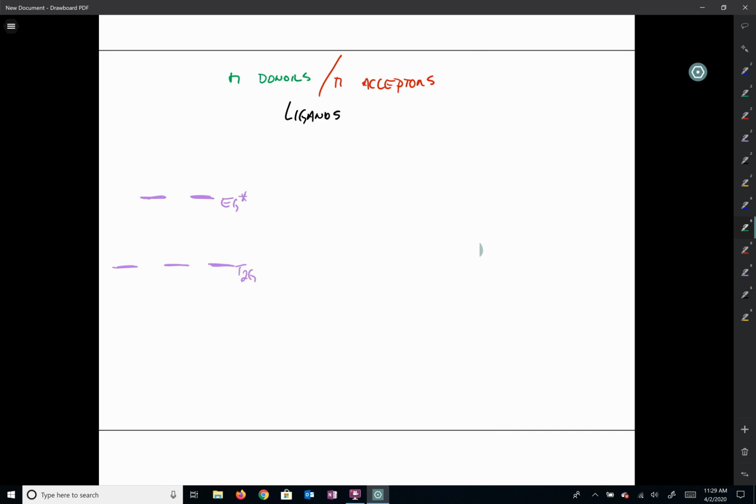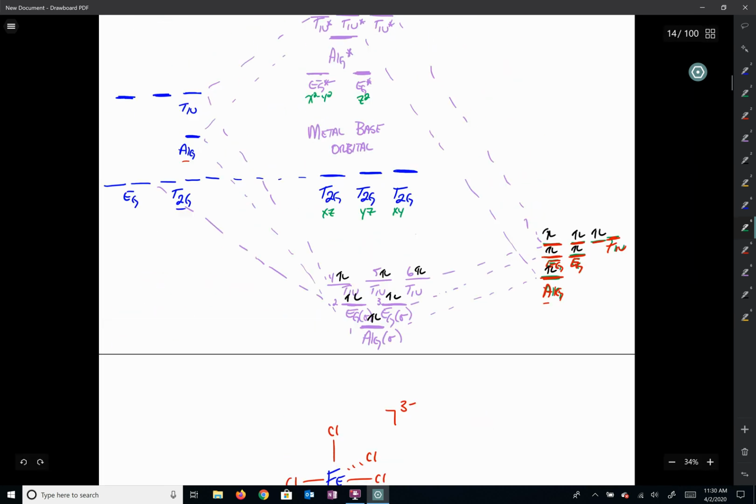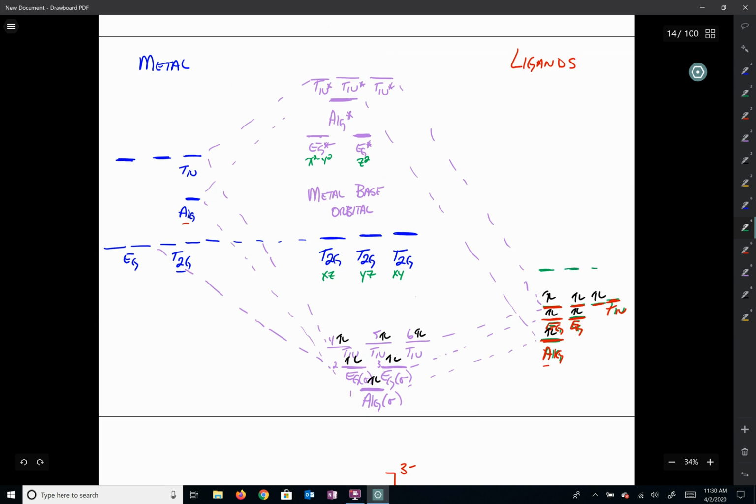A pi donor ligand set is going to look something like this. So a pi donor ligand set is going to have filled pi orbitals of T2G symmetry. Now, how does this impact things? If you imagine, I could take this green T2G set, and it would be somewhere around here in my complete molecular orbital diagram. So it's just another set added to the sigma.